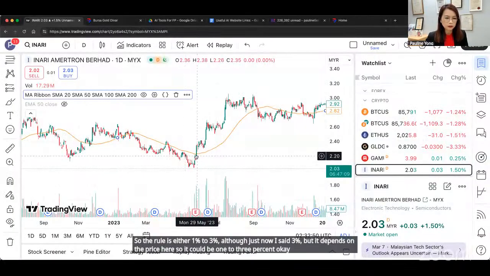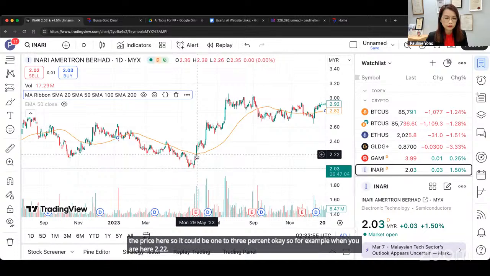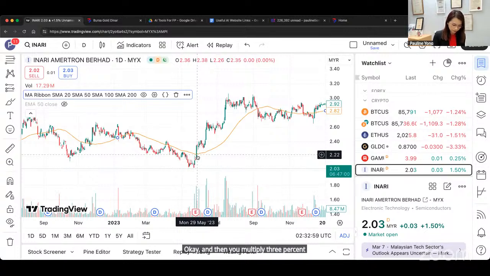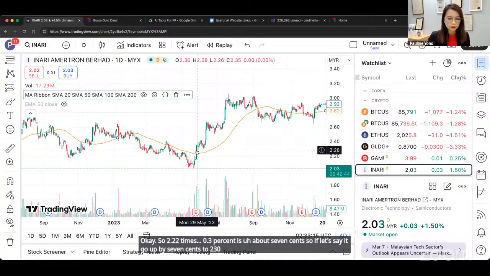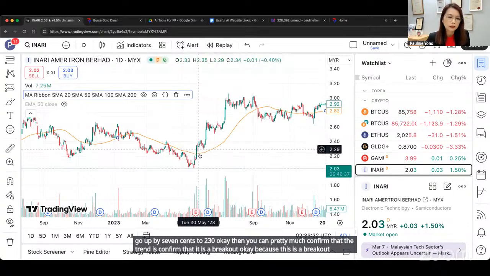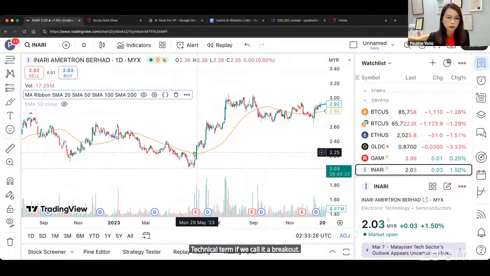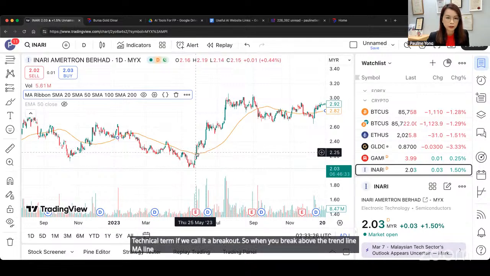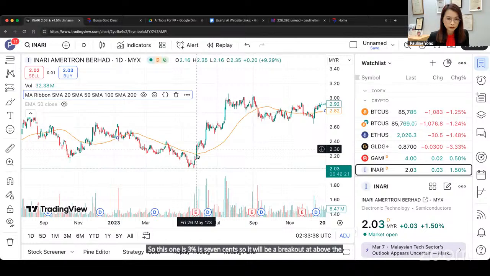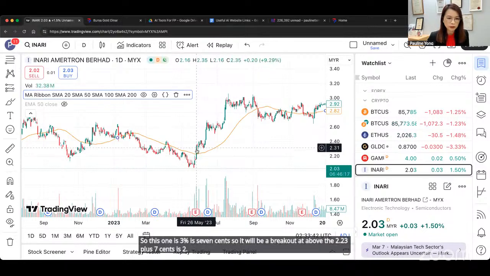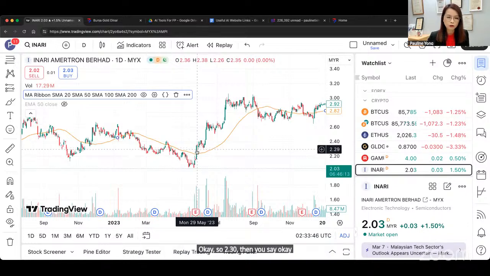So for example, when you are here at 2.22, and then you multiply 3%, 2.22 times 3% is about 7 cents. So if it goes up by 7 cents to 2.30, then you can pretty much confirm that the trend is confirmed, that it is a breakout. This is what we call the technical term, a breakout. So when you break above the trend line, the MA line, we call it a breakout. So 3% is 7 cents, so 2.23 plus 7 cents is 2.30. Then you say, okay, confirmed, jump in, buy.